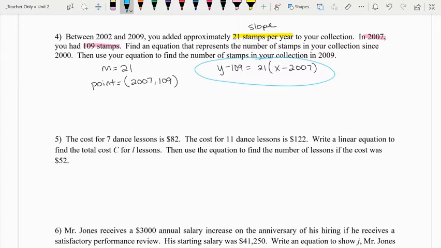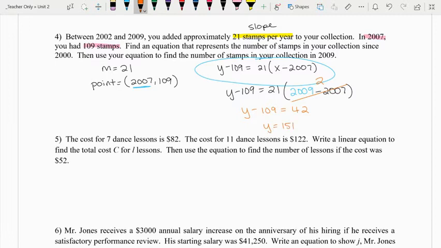Well, 2009 is a year, and we used years as our x values. So we can plug in 2009 for x. So y minus 109 equals 21 times our new x, which is 2009 minus 2007. Again, order of operations, we need to do the parentheses first, and we get 2. So if we multiply that by 21, we get 42. And then all we have to do is add 109 over. And if you add 109 to 42, we get 151.